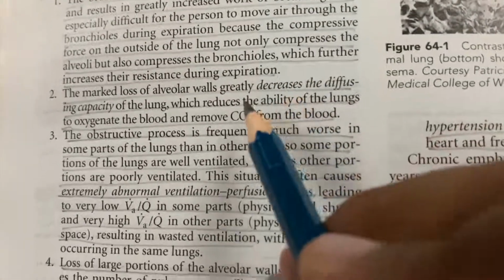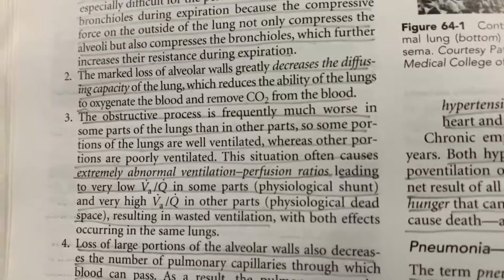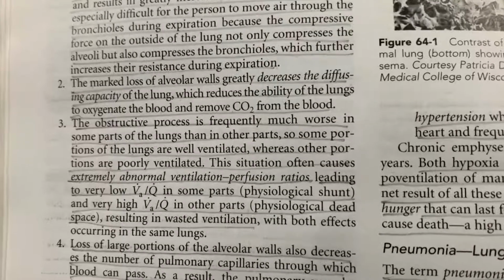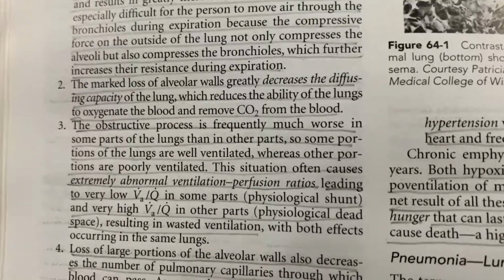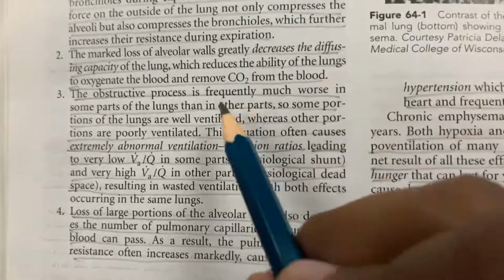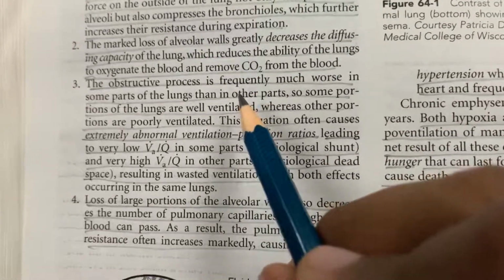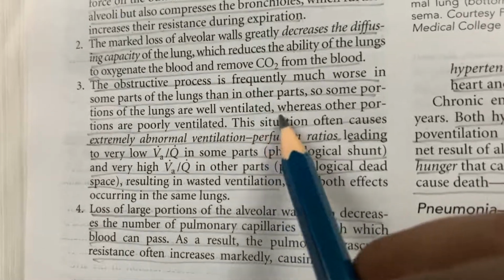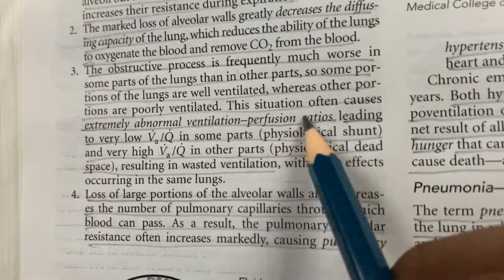The marked loss of alveolar walls greatly decreases the diffusing capacity of the lung because you are losing the surface area, which reduces the ability of the lungs to oxygenate the blood and remove carbon dioxide from the blood. The obstructive process is frequently much worse in some parts of the lungs than in other parts, so some portions of the lungs are well ventilated whereas other portions are poorly ventilated.